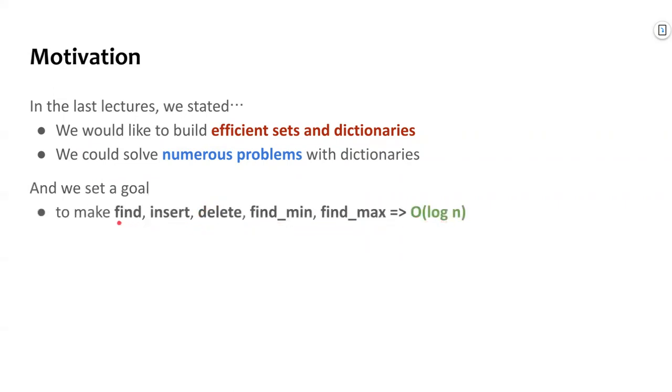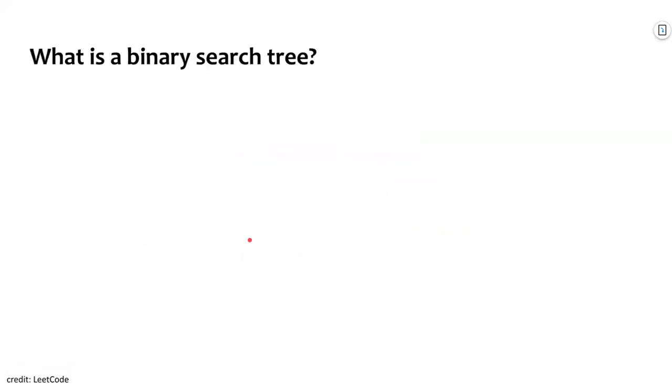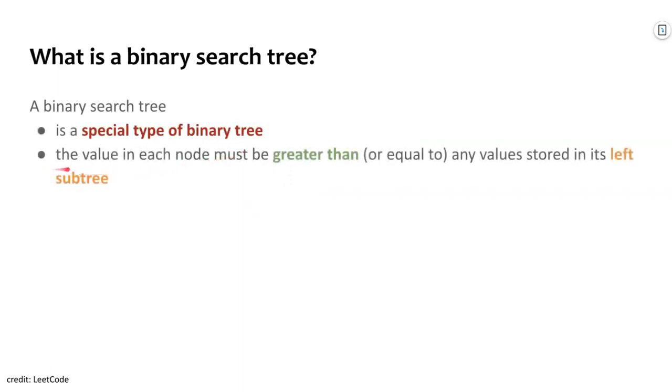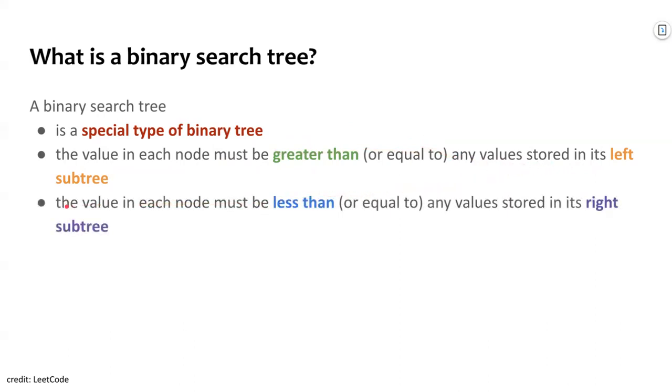So in the last class, we discussed how we can make find, insert, delete, find min, and find max operations O(log n). And we use tree-like data structures. By the way, what is a binary search tree? A binary search tree is a special type of binary tree, and the value in each node must be greater than or equal to any value stored in its left subtree. And the value in each node must be less than or equal to any value stored in its right subtree.